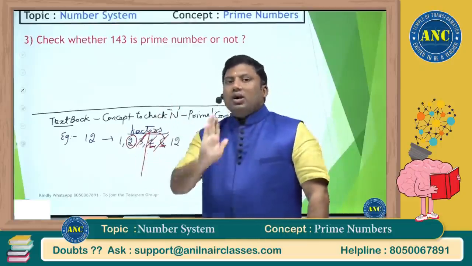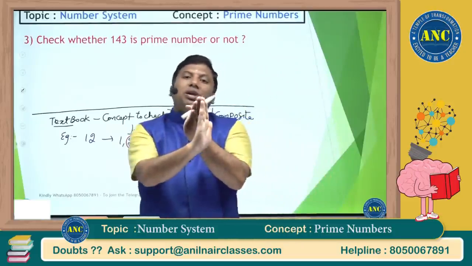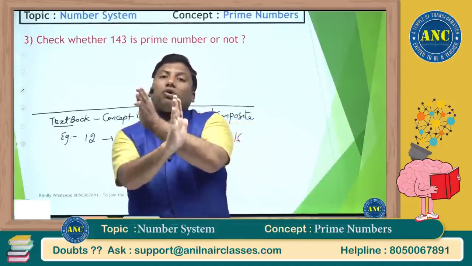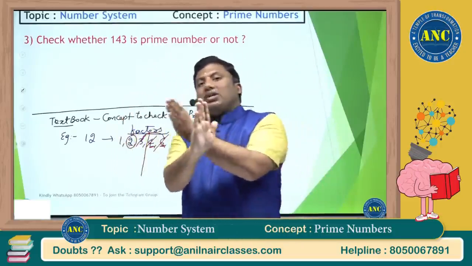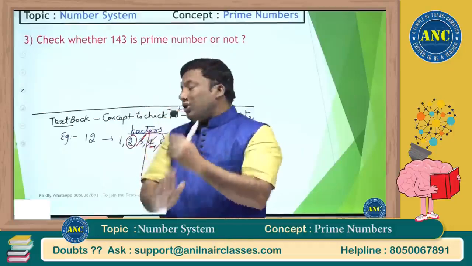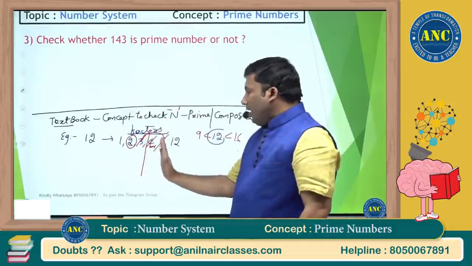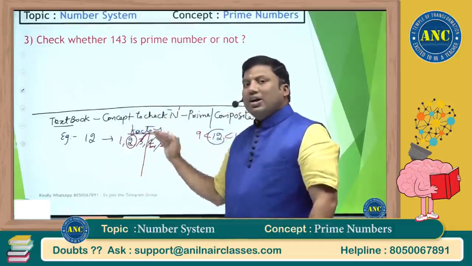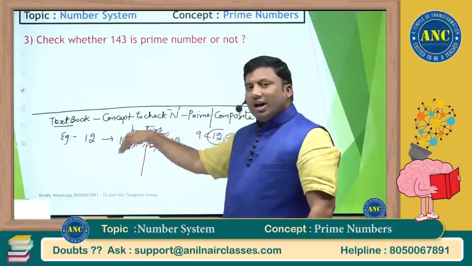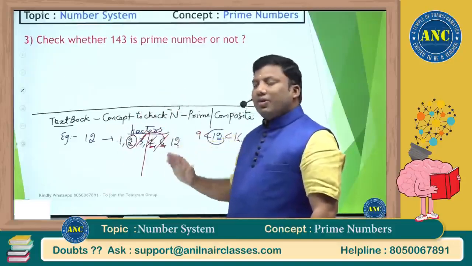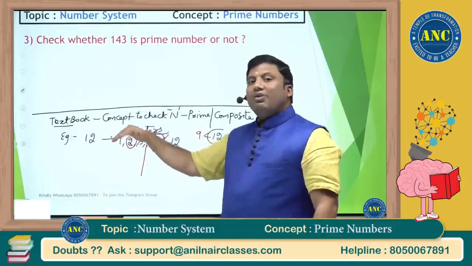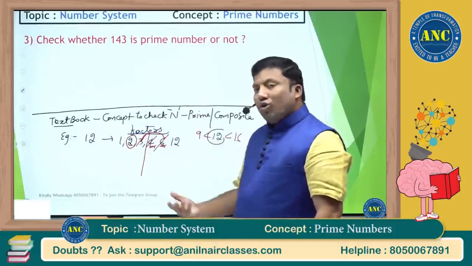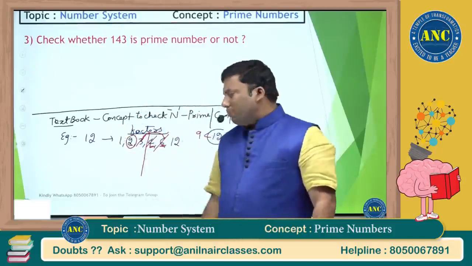I kept a slash. What I am telling is, anything to the right side of root n is derived from the prime factors less than root n. Yes or no? 4 is derived from 2, 6 is derived from 2 and 3, 12 is derived from 4 and 3, and 4 in turn is derived from 2.